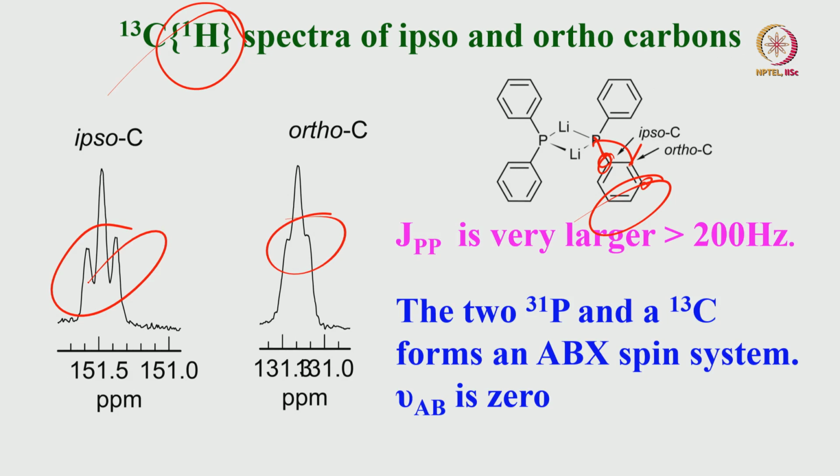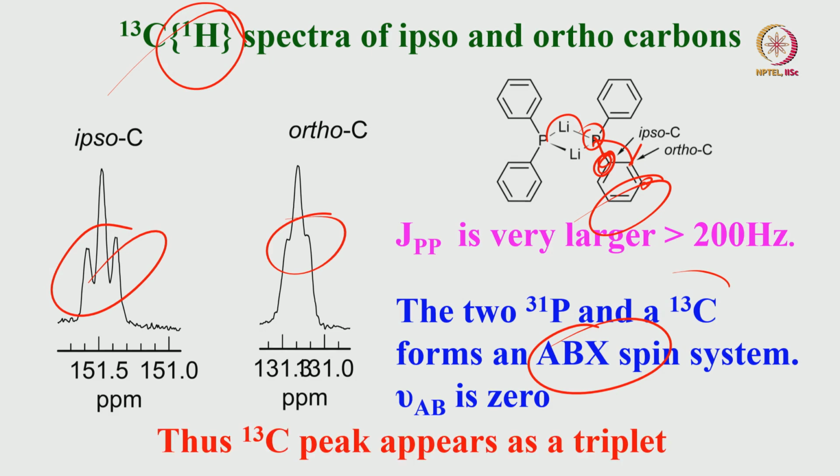Why? JPP is very large, so the two carbon-13 nuclei form an ABX spin system, and the coupling between them, AB, is there. It is called an ABX spectrum, and we are looking at the X part of AB. So this is what is happening. As a consequence, each of them is going to be a triplet. JPP is so large, about 200 hertz, that we get a triplet for each of them, and 13C appears as a triplet because of this.